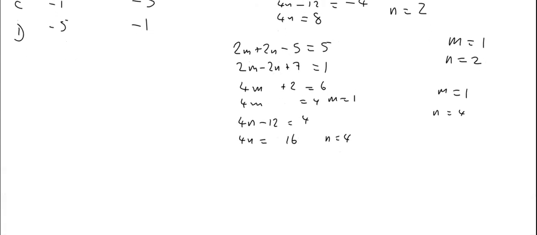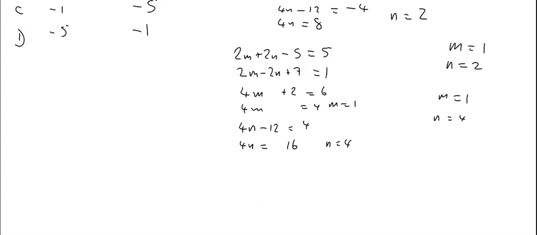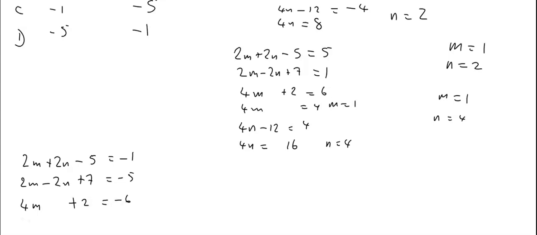I now try pattern C of these over on the left-hand side, and I get 2m plus 2n minus 5 equals minus 1, and 2m minus 2n plus 7 equals minus 5. If I add these together, I get 4m plus 2 equals minus 6. But then I get 4m equals minus 8, so m will be minus 2. We don't want that because m and n, according to the question, have to be positive.